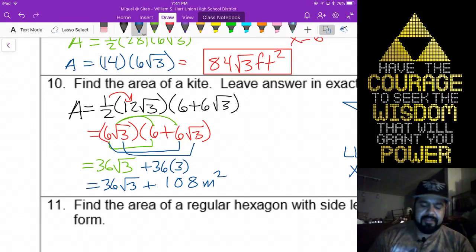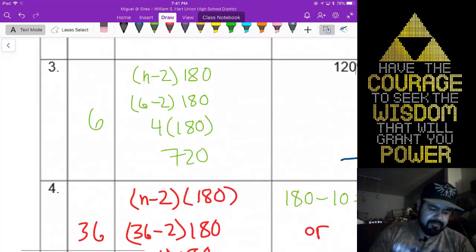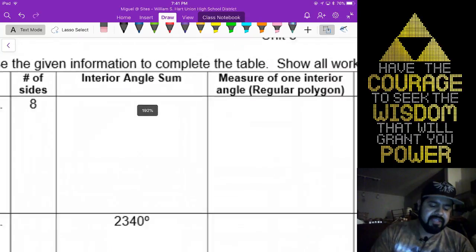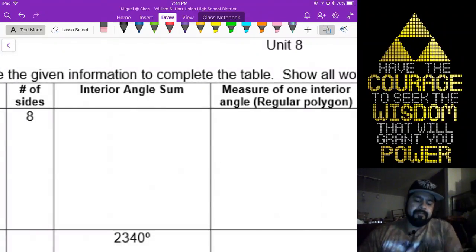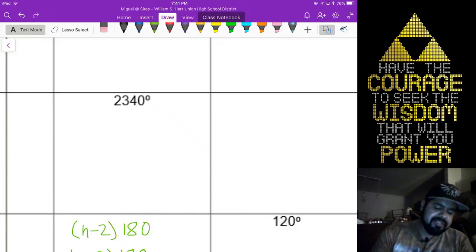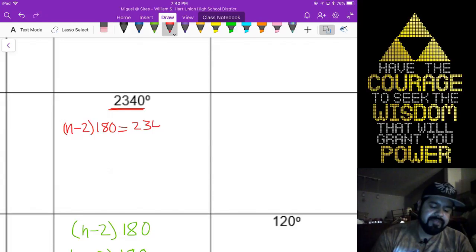Okay, so back to number 2. Right here, I'm given my interior angle sum and nothing else. So what I need to remember was that I had a formula that gave me this number. That number was n minus 2 times 180. So I'm going to set that formula equal to 2,340.